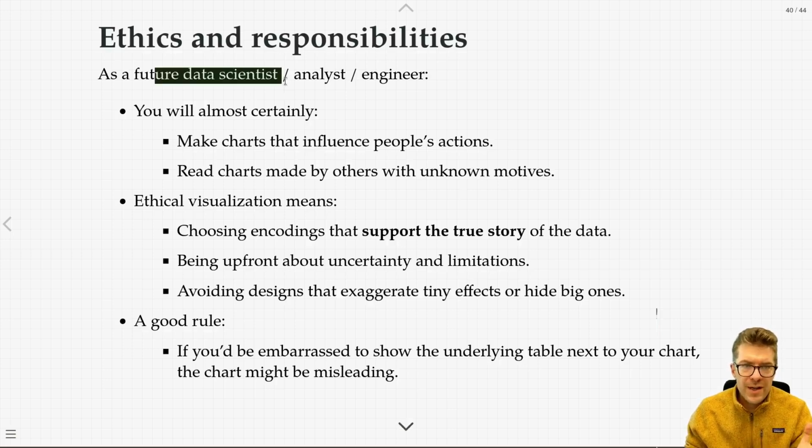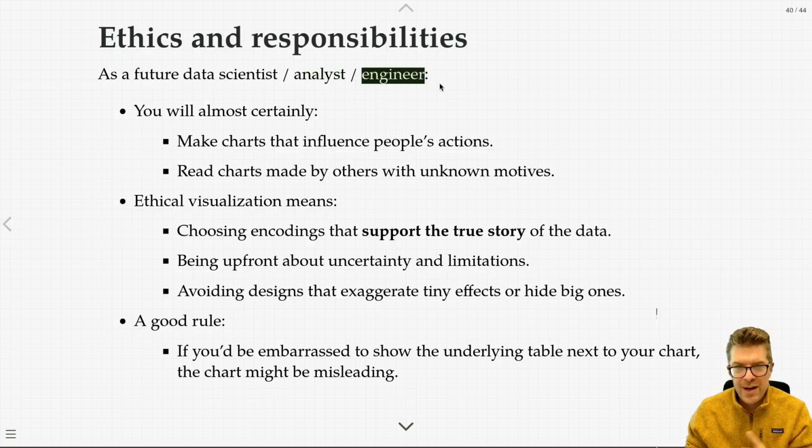So as a future data scientist, as an analyst and engineer, and I'd say as a human being also, make sure that your charts or any kind of things you're putting out into the world, you're going to be doing that. You're going to be telling people your opinion. You're going to be making charts. You're going to be reading charts. You're going to be hearing opinions. Doing this ethically and responsibly means making sure you're choosing representations and encodings that support the true story of the data as best as you can approximate the truth.